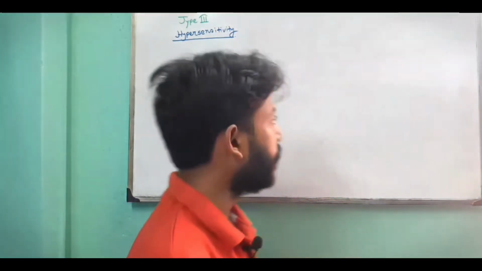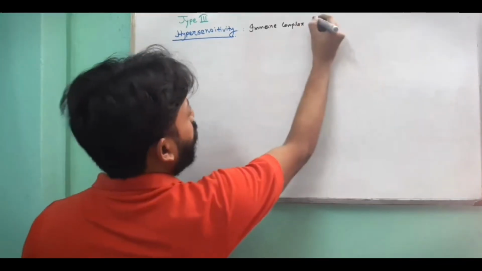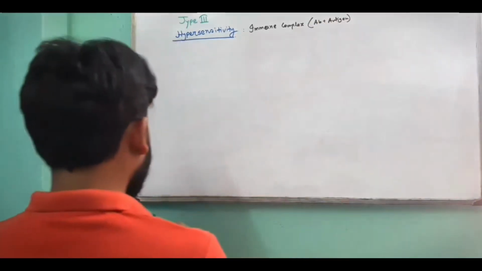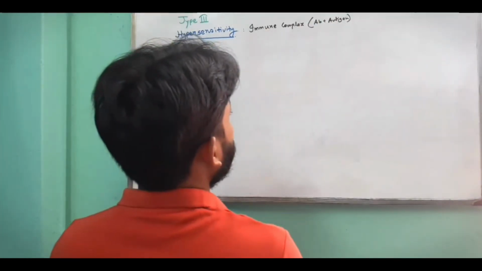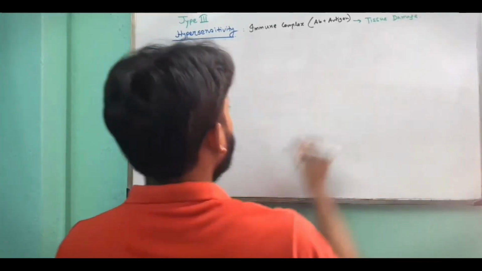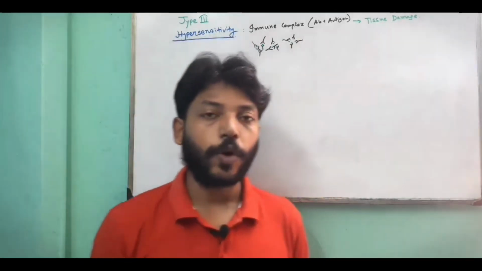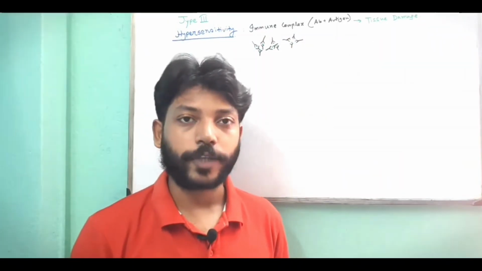This hypersensitivity is mediated by immune complex. Immune complex means antibody and antigen complex. The ultimate result of this type 3 hypersensitivity is tissue damage. So let me draw some immune complex. Generally, this immune complex can be cleared out by phagocytic cells.